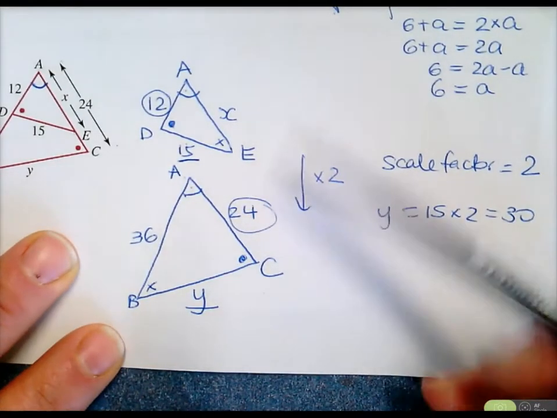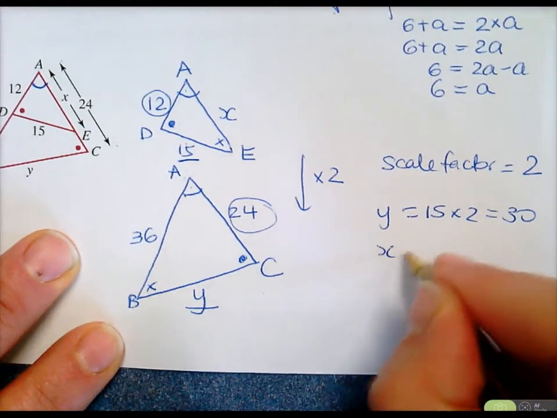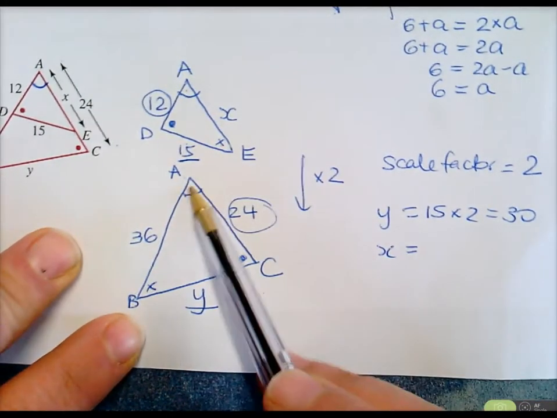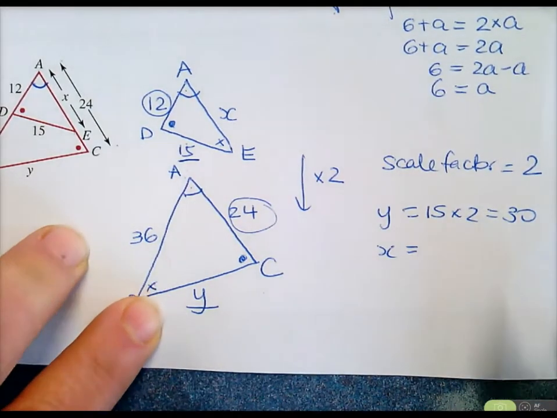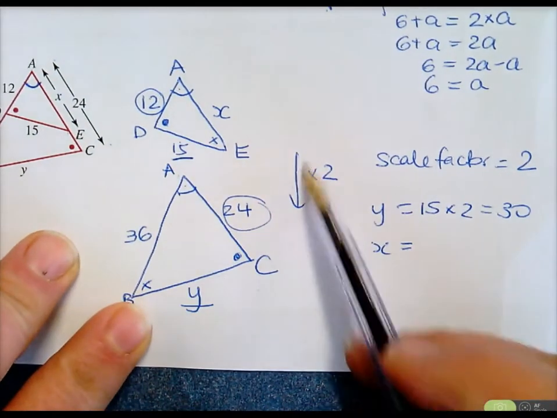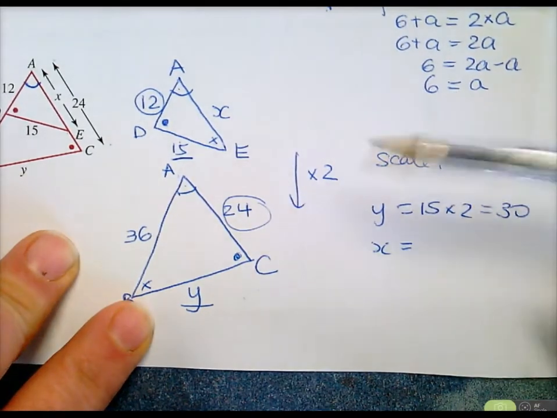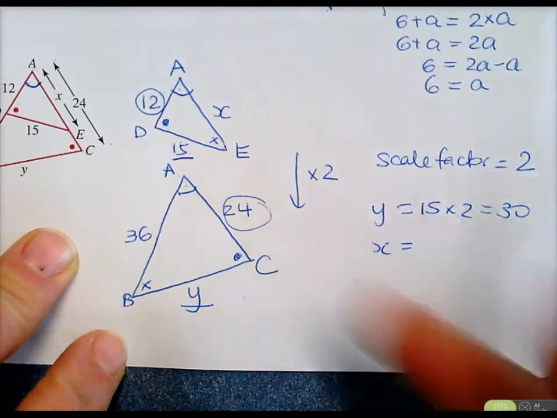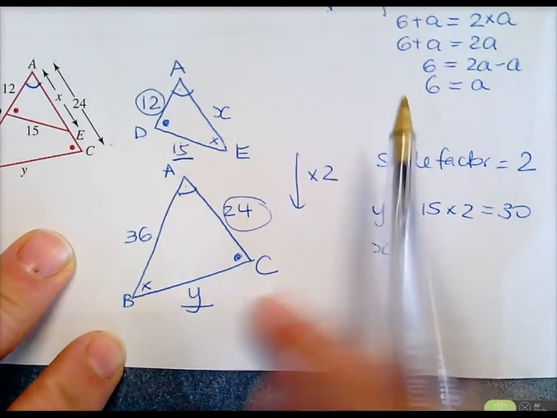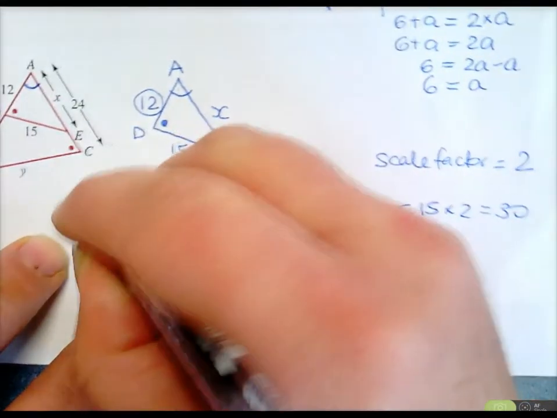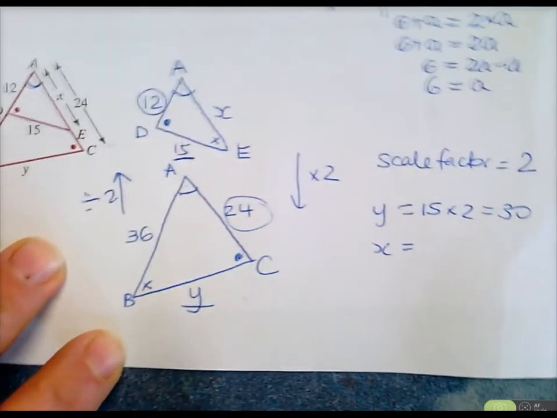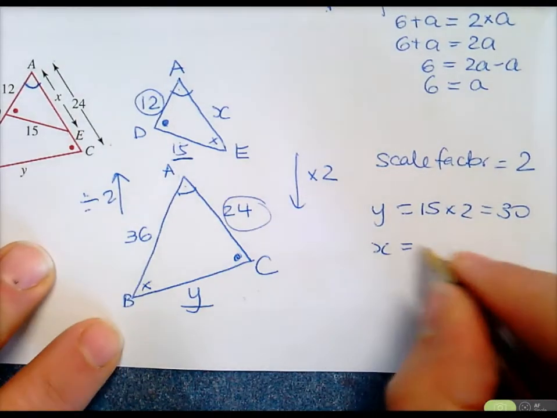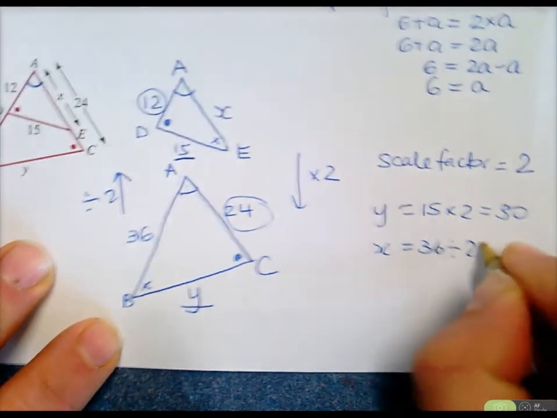What about the X? X is arc cross. What do you think? Girls, if you go from here to here timesing by 2, how do you go back from there to there? Does that make sense? You divide by 2. Going up, you're timesing by 2. Going back the other way, you're dividing by 2. Does that make sense? So X is 36 divided by 2, 18.